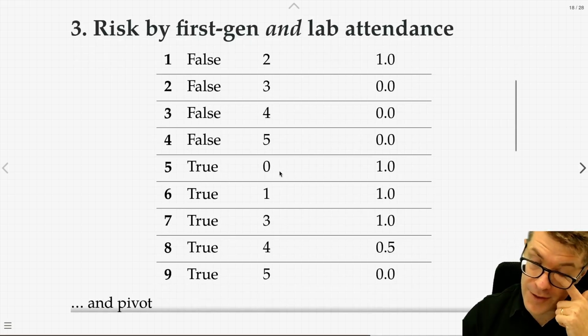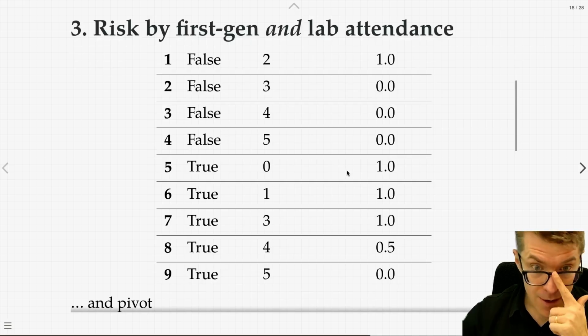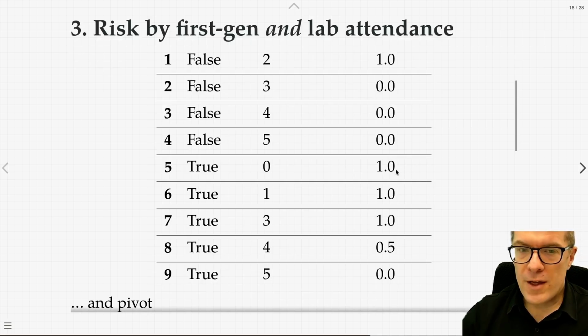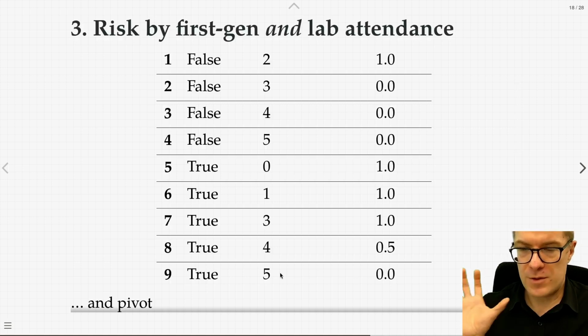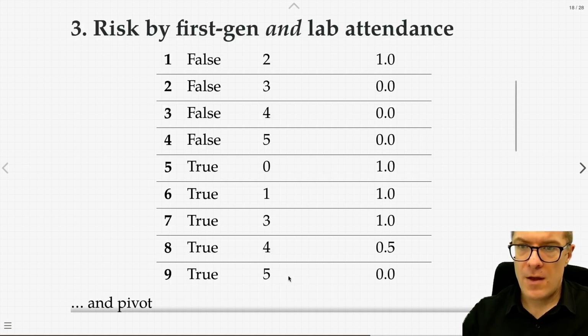This is a very small data set, so these numbers are pretty crude. But all of the first generation students who only attended 0, 1, or 3 labs are at risk. Whereas if we get to students who attend more labs, things aren't as bad. After 4 labs, half of the first generation students are at risk, whereas none of the non-first generation students were at risk. But by the time we get to 5 labs attended, no one's at risk in either group, right?